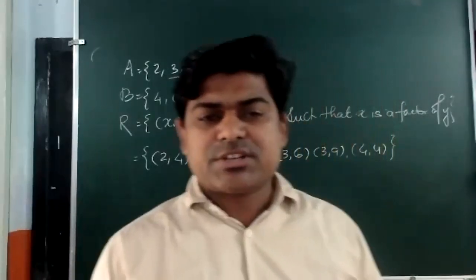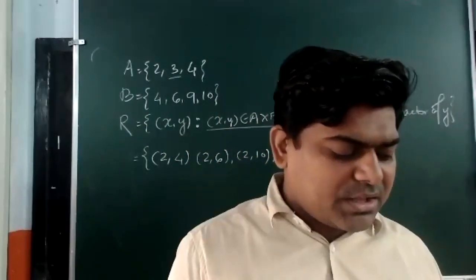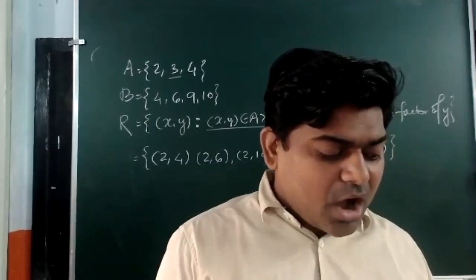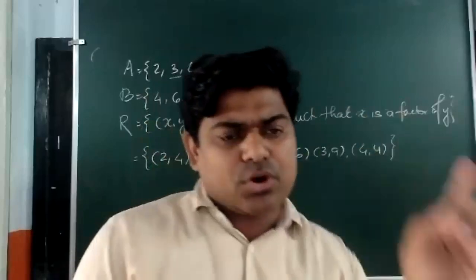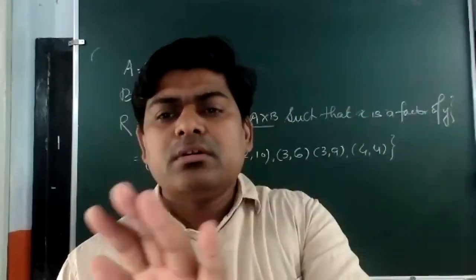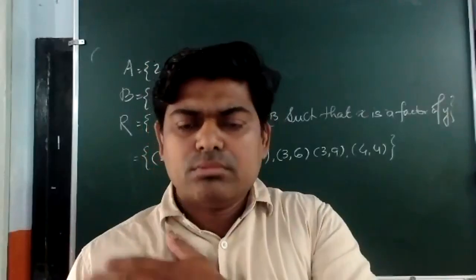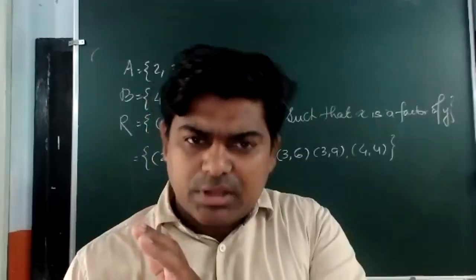One set A is given, 1, 2, 3 till 17, and R is a relation on A. What is the meaning of on A? It means R is defined from A to A. First and second element both will belong to A. x, y both belong to A.